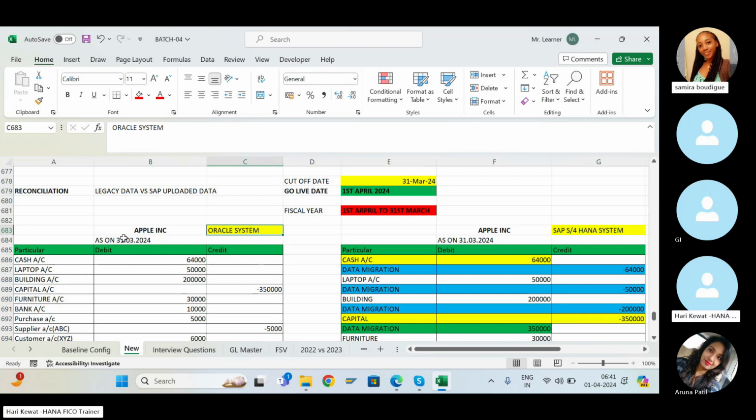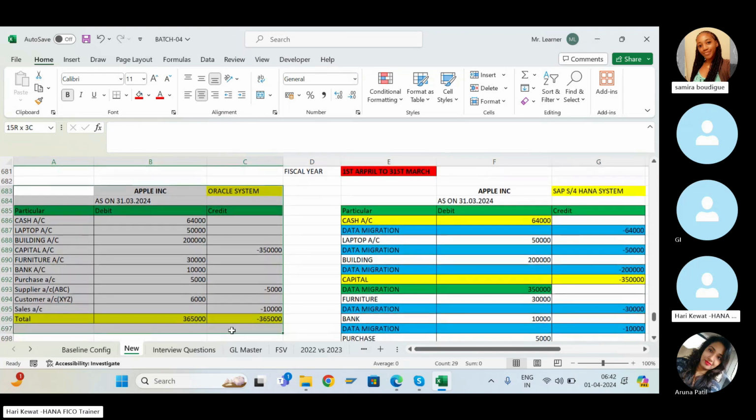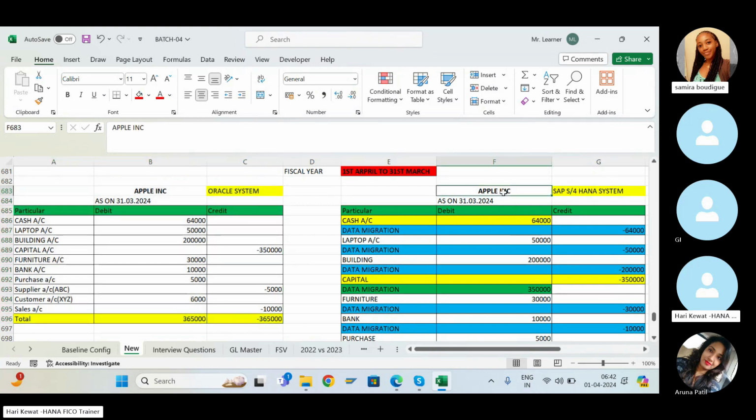Now let's say till last year, meaning 31st March 2024, this is the trial balance Apple Inc. company is having in the Oracle system. This trial balance you have to upload into the SAP system. So while loading, you know that to post any journal entry, you need debit and you need credit. At least two lines you need, right? To post any journal entry. Correct?